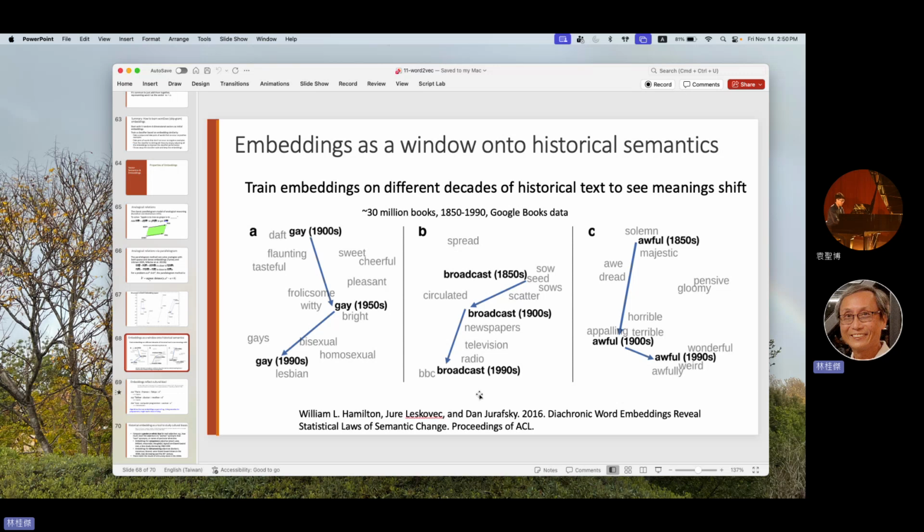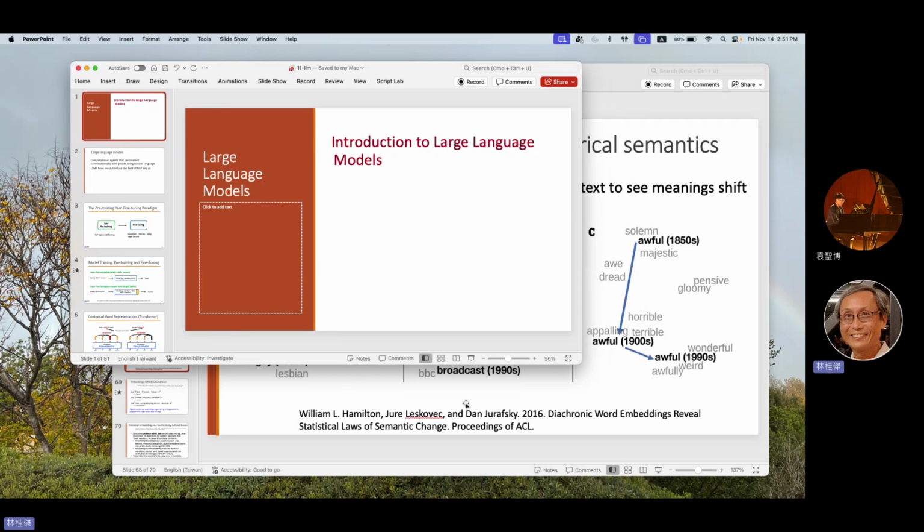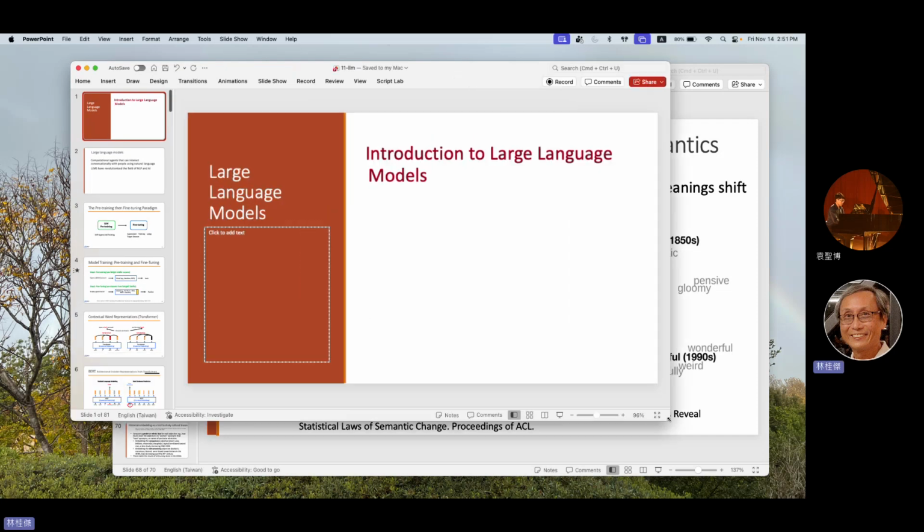And the embedding here actually can be useful for the large language model, but also the embedding here can be useful for us to be more careful about use of certain words. Okay, and that is something that actually is quite interesting. Okay, so now we are ready to move into the subject of large language models.